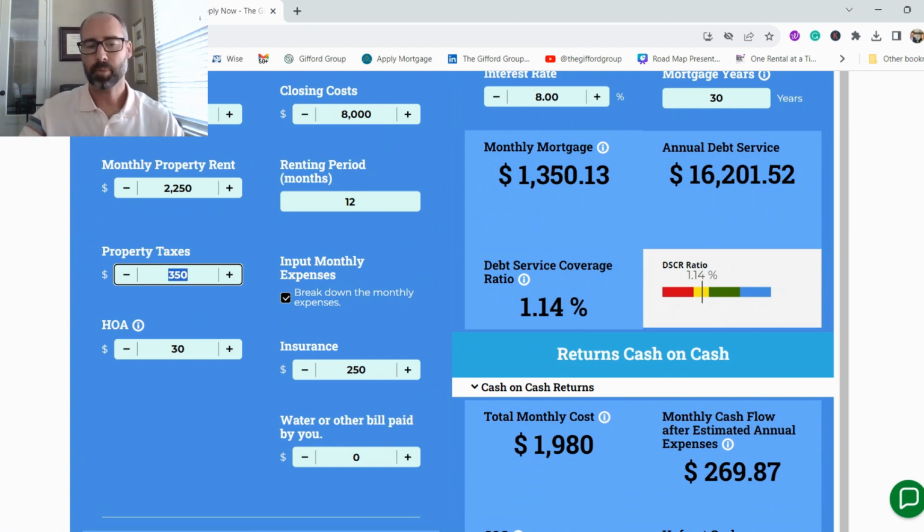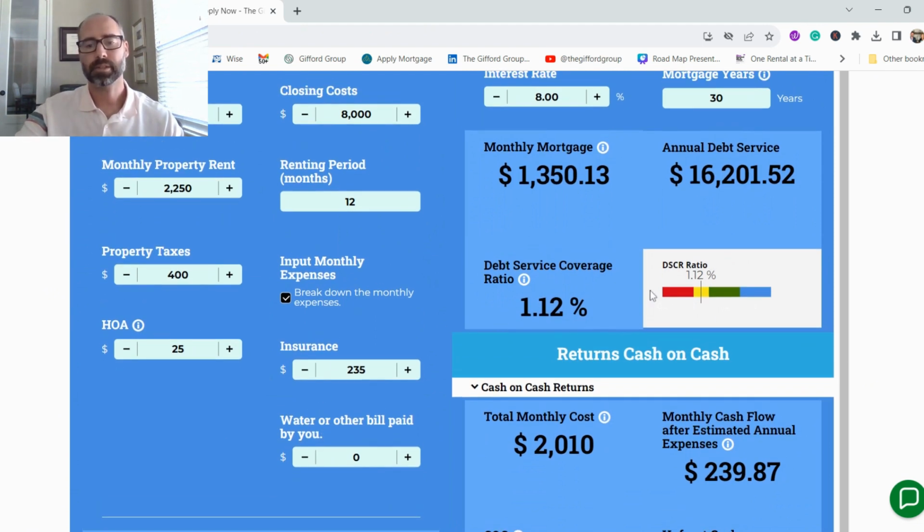So you put in your property taxes, and this is monthly because we're looking at a 12-month period here. So we could say our taxes are $400 a month. Maybe our HOA is only $25 a month. And then the insurance, let's say that's $235 a month, and we don't have to pay any water bills. In Texas, tenants are usually responsible for water unless you're in a multifamily situation. If it's a single family home, as in this situation, we're probably not going to be paying that, so we can just leave that off.